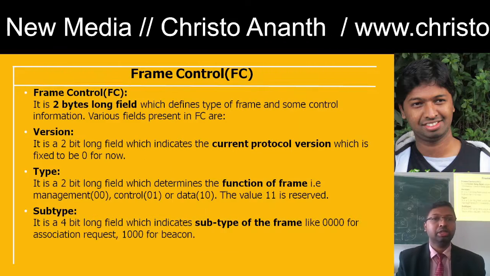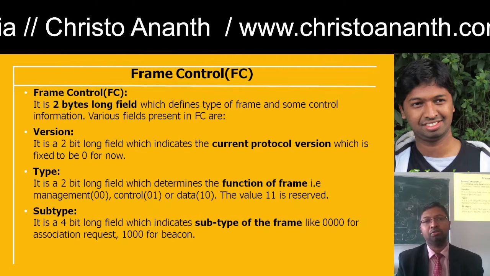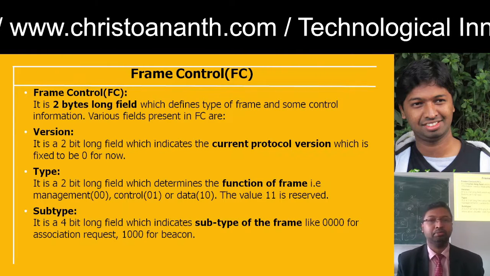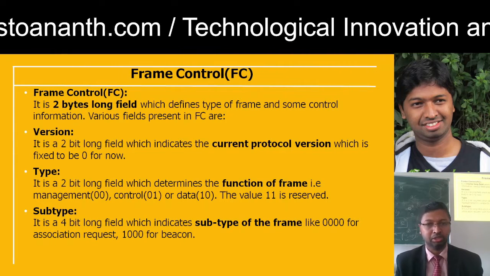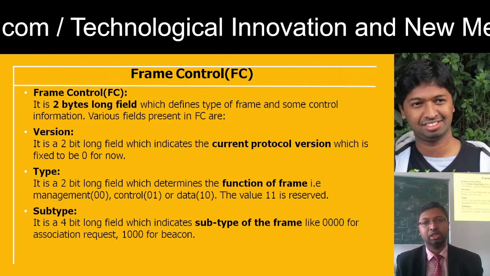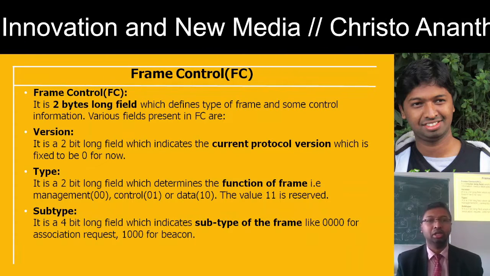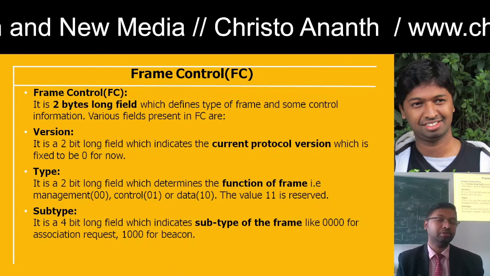In the FC, or frame control field, it is 2 bytes, and it defines the type of the frame and some control information. We have the version, 2 bits, which specifies the current protocol version. Right now it is fixed at 0, and afterwards it will go on.